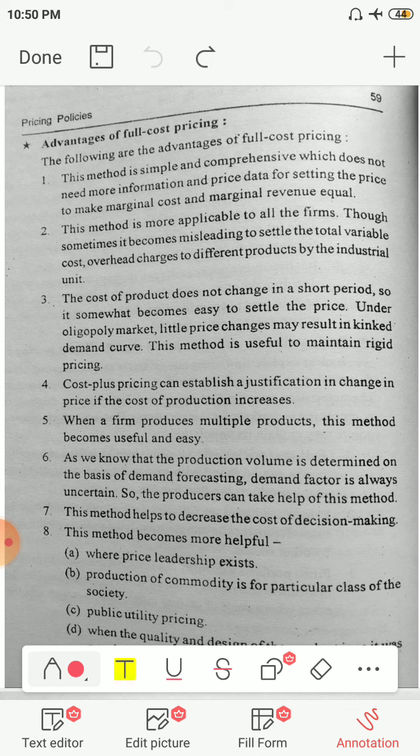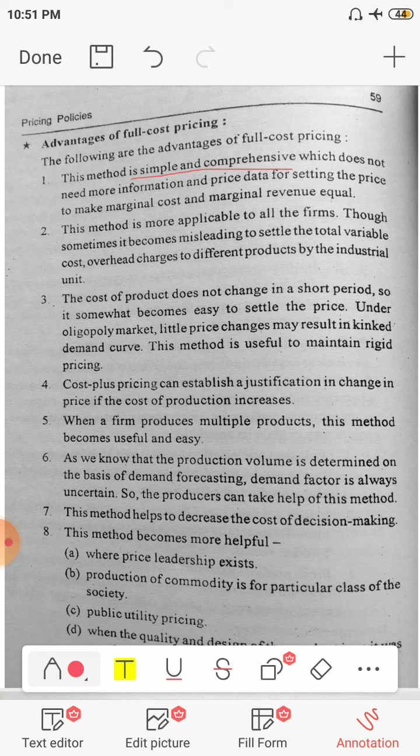The first advantage is this method is simple and comprehensive, which does not need much information and price data for setting price to make marginal cost and marginal revenue equal. I have given you an example of how a price is set under cost plus pricing, and you yourself will be clear that this is a quite easy and logical process. There is no need for much information, so this method is simple. It can be used by any industry. Here one thing is written, that it does not need data to make marginal cost and marginal revenue equal.